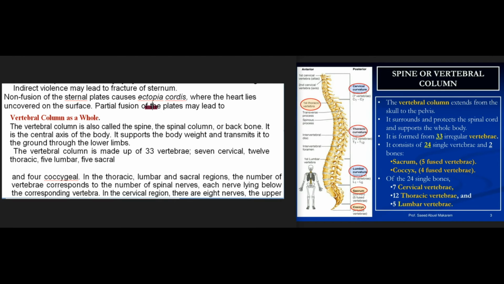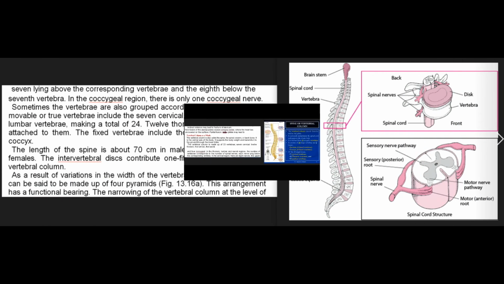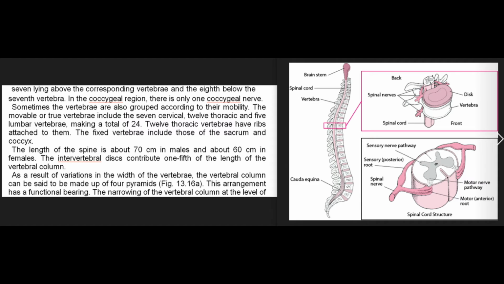In the thoracic, lumbar, and sacral regions, the number of vertebrae corresponds to the number of spinal nerves, each nerve lying below the corresponding vertebra. In the cervical region, there are 8 nerves, the upper 7 lying above the corresponding vertebrae and the 8th below the 7th vertebra. In the coccygeal region, there is only one coccygeal nerve.